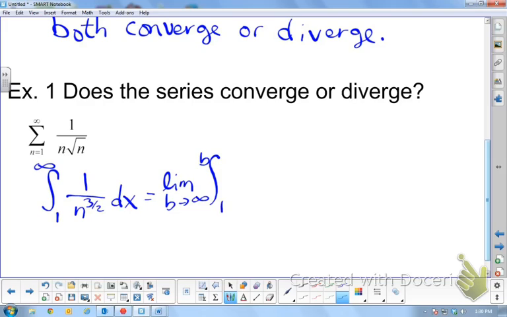Bring n to the 3 halves, so n to the negative 3 halves. Oh, I should have written n dn, not n dx. Just a small detail. Fine, I guess we're leaving it n dx.